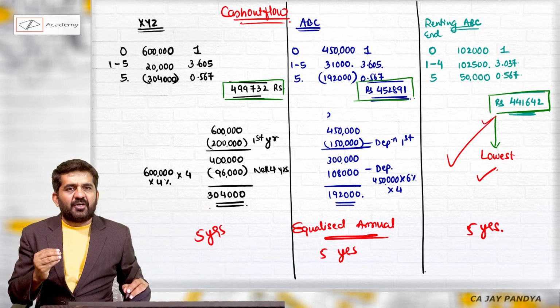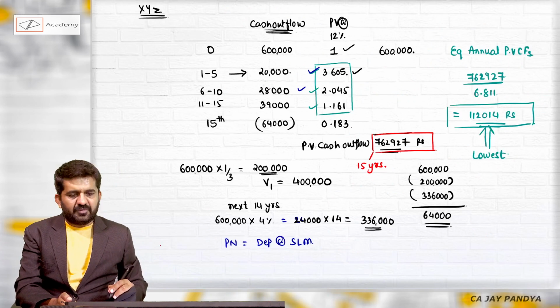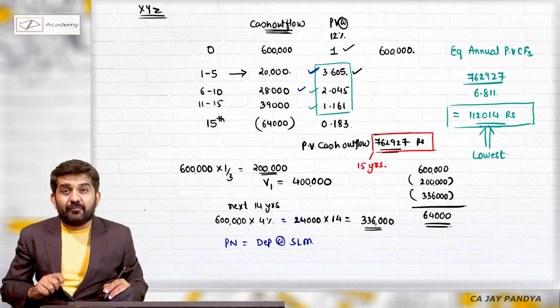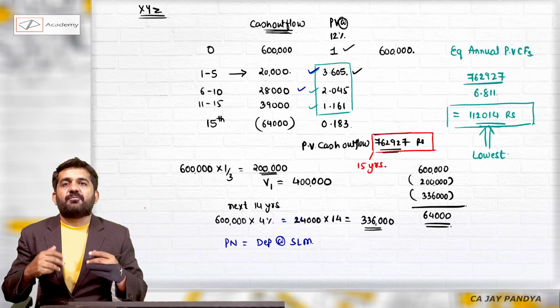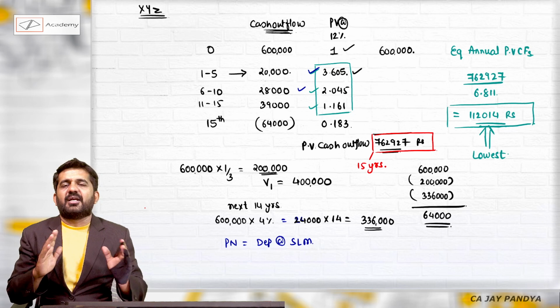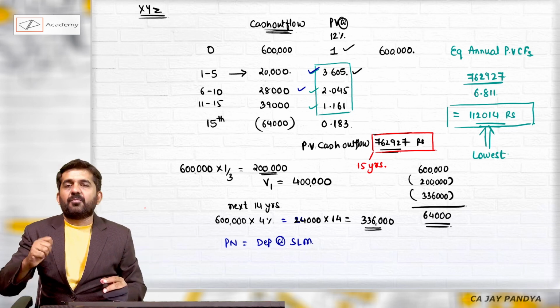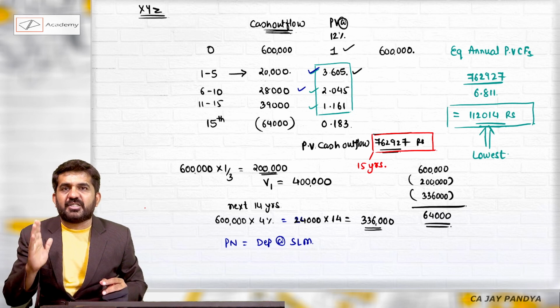If for the period of 5 years we are going to rent ABC, and we need to take an evaluation for 20 years, we will be finding out equalized annual, because the lifetime of all the projects is different, and there the lowest is purchasing XYZ.